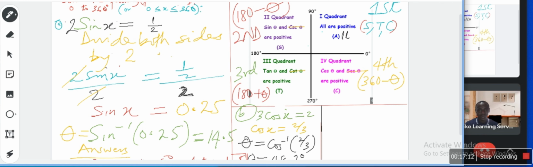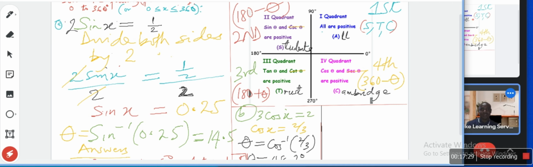All for A, students for S, trust for T, Cambridge for C. All students trust Cambridge. We used to remember it with All Students Take Coffee. All students take coffee. Alright, so that's one way to remember that.